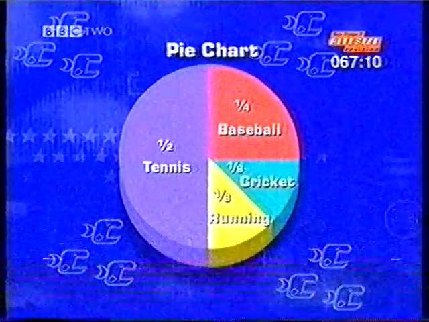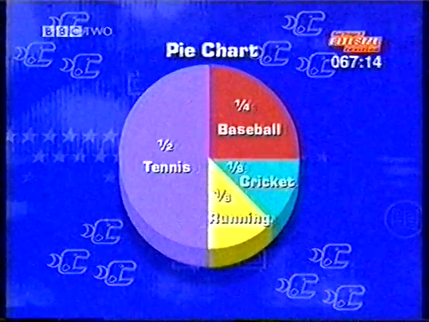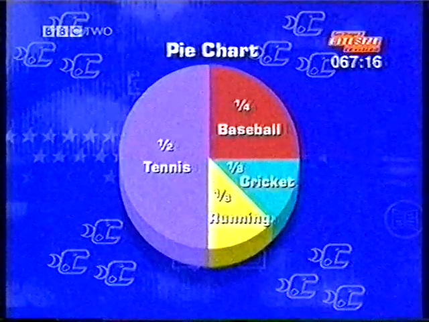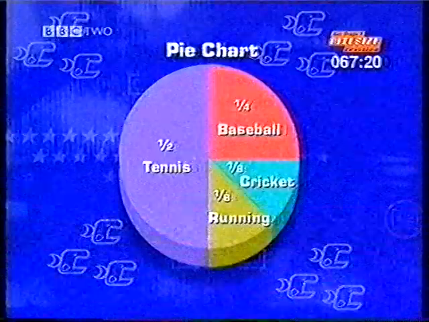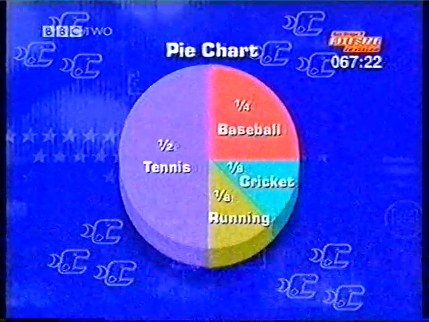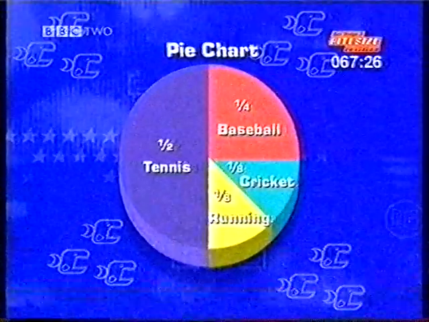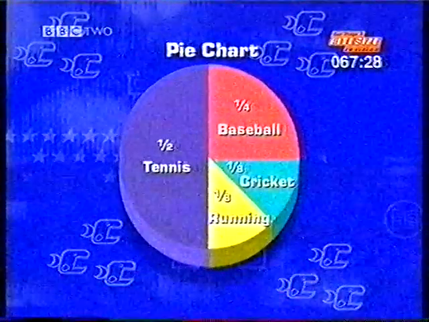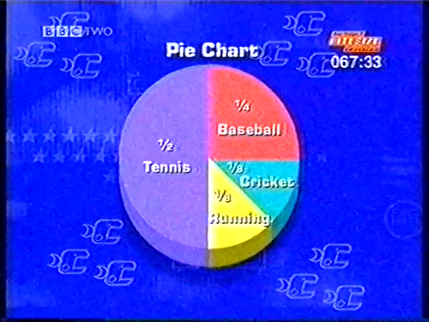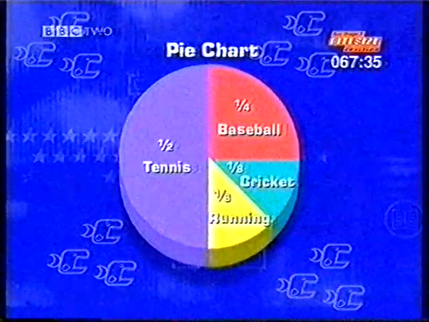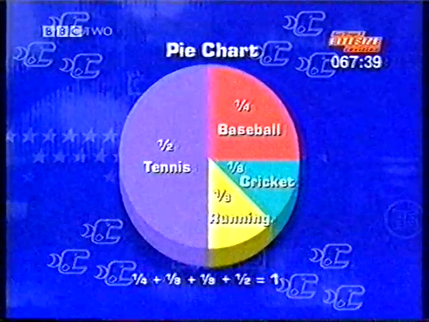So working clockwise, we can see that 1/4 of the class's favourite sport is baseball, and that takes up a quarter of the circle. Then 1/8 prefer cricket, another 1/8 prefer running, represented by these 2 sectors. And finally, the fraction of pupils who preferred tennis is 1/2, shown by the final segment. Notice that all the fractions represented by a pie chart add up to 1, a whole circle.